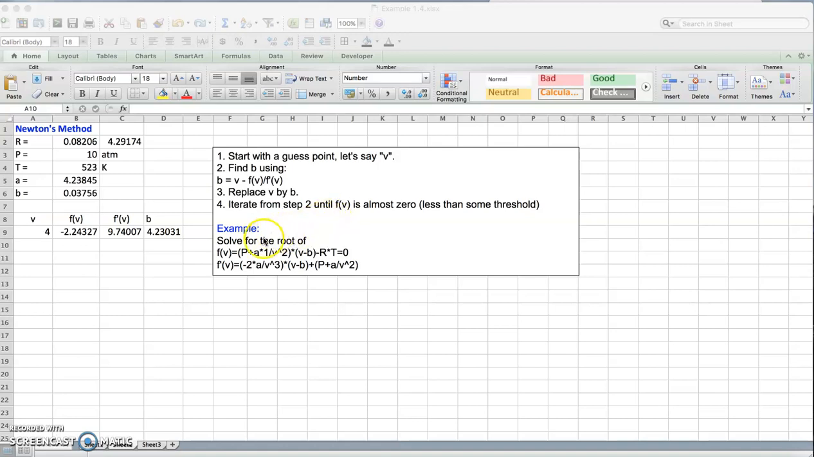So here's an example. Let's say we want to find the root of f of v, which is the equation of state, everything moved to the left side. We want to set this to 0 and then solve for v such that it satisfies this equality. Everything else other than v is constant. P is the pressure's constant, A, B are constant.